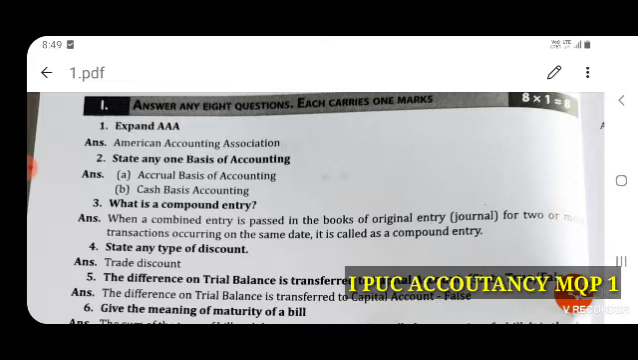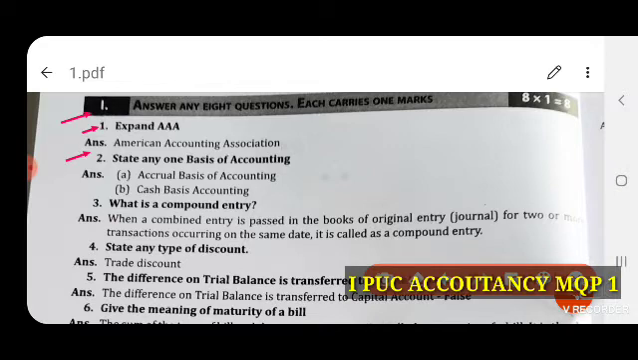Now one more question discussions. Answer any 8 from the following, each carries 1 mark. So expand AAA, that is American Accounting Association. So this is a question from the first chapter, theory based accounting.